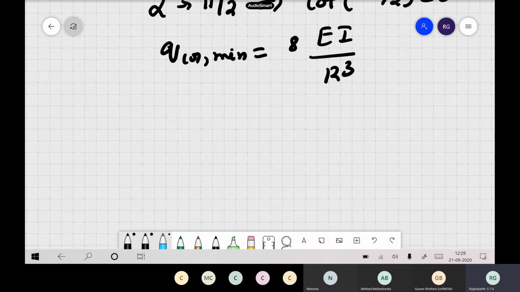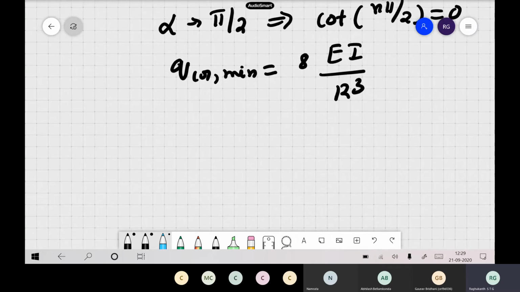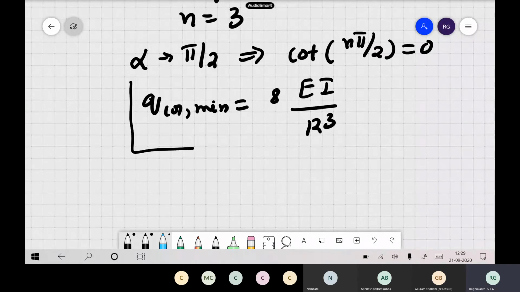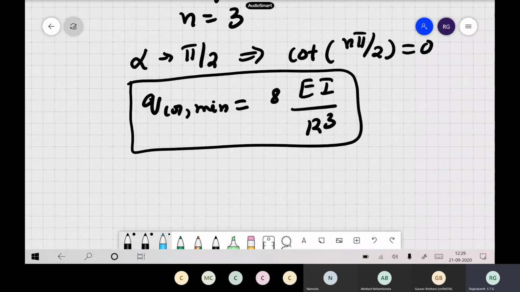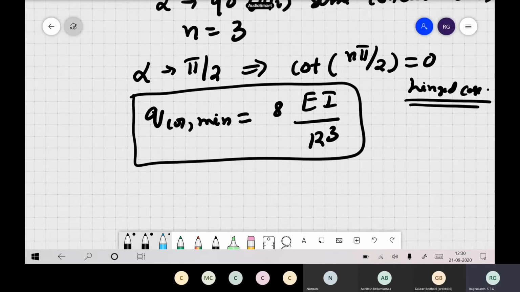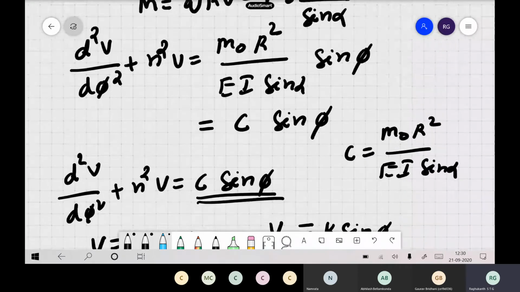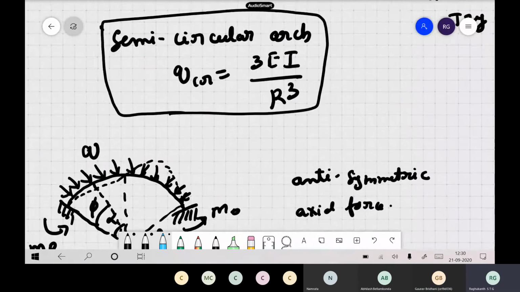I'm sorry. Okay, so this is for a fixed arch. Now you can compare this with the hinged case. For a semicircular arch, if it is hinged, what is the buckling load there? Previous case, you remember what we derived, for the antisymmetric mode.